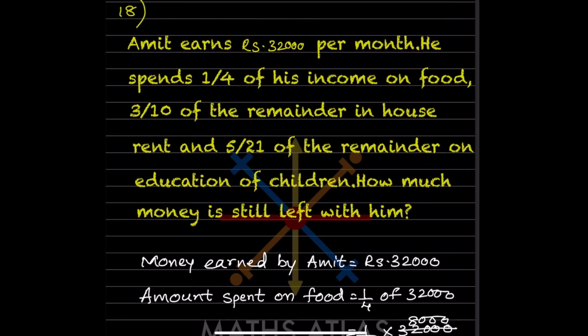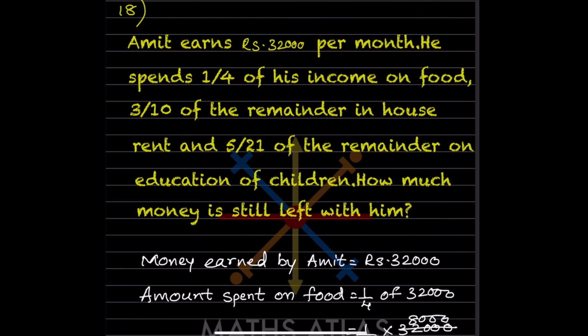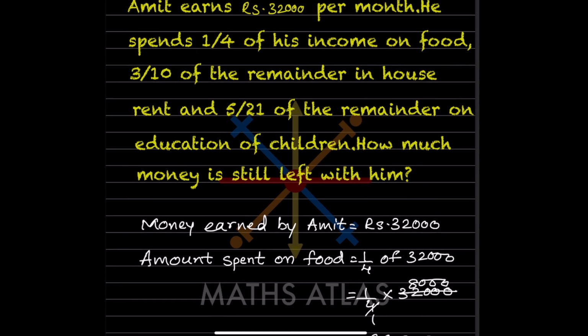So here Amit earns rupees 32,000 per month. He spends 1/4 of his income on food, 3/10 of the remainder on house rent, and 5/21 of the remainder on education of children. How much money is left with him? So here money earned by Amit, that is 32,000. So money spent on food, what did they say? 1/4 of his income on food. So 1/4 of what? Of 32,000. So when you multiply this one, that is going to be 8,000 he's spending on food.